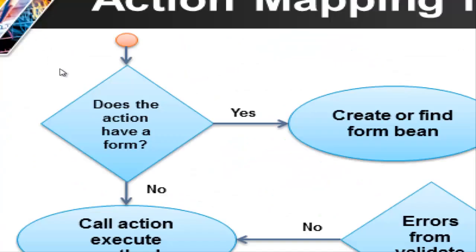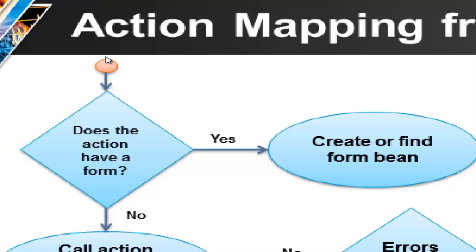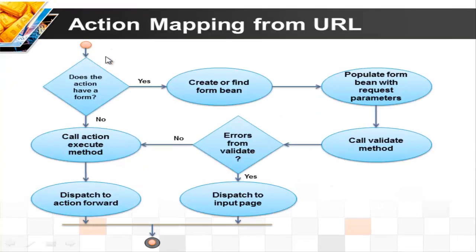So how does it go? You get the request to the action mapping. So how does the thing work? When you get the request, the controller checks whether there is a form associated with the request. If there is, it creates a form and then populates the form with the request values. Immediately it will not use those values.